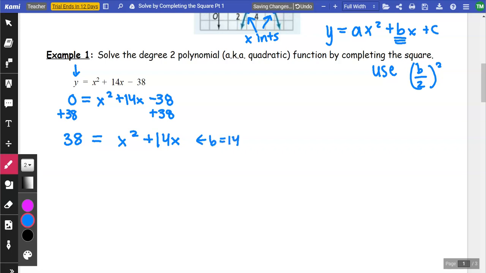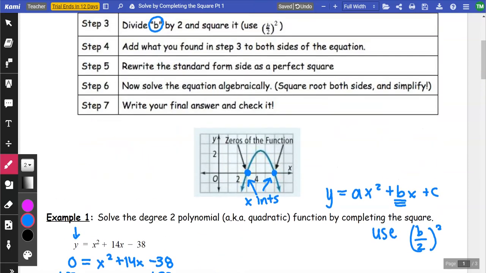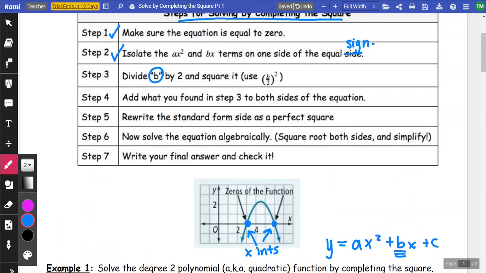So we're going to take 14, we're going to divide it by 2, and we're going to square it. So we get 14 divided by 2 is 7. 7 squared is 49. So we did step 3. We took b divided by 2 and squared it. Step 4. Add what you found in step 3 to both sides of the equation.